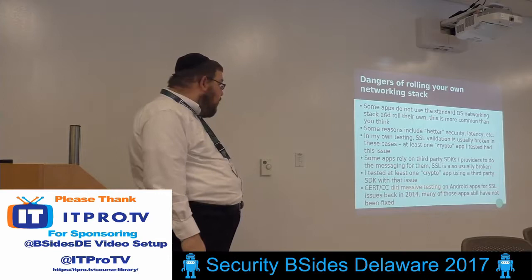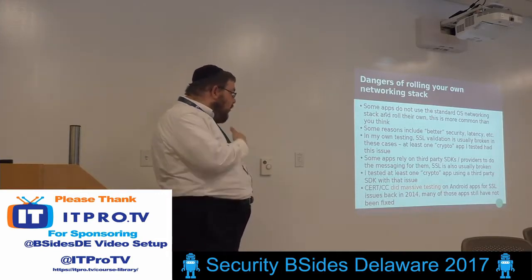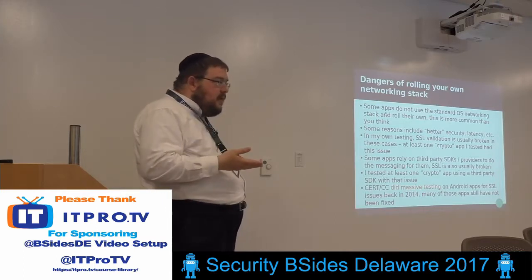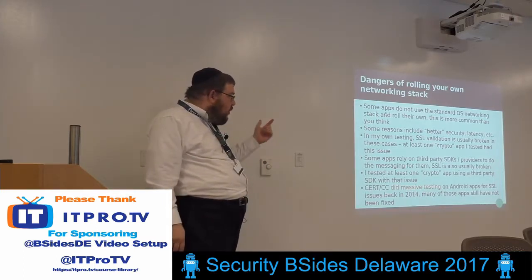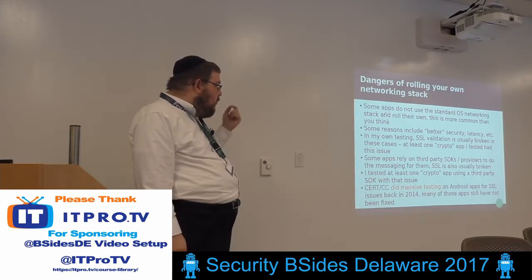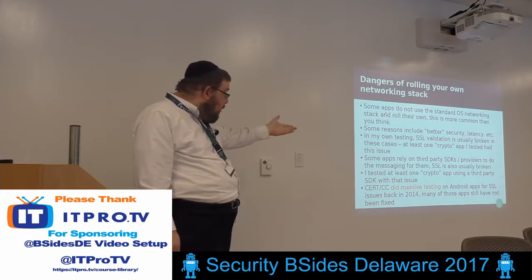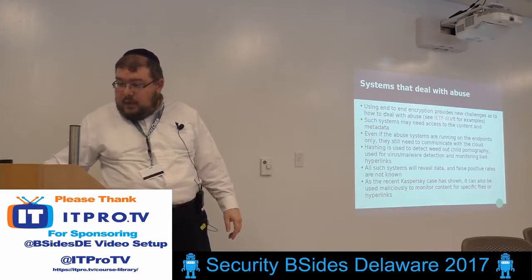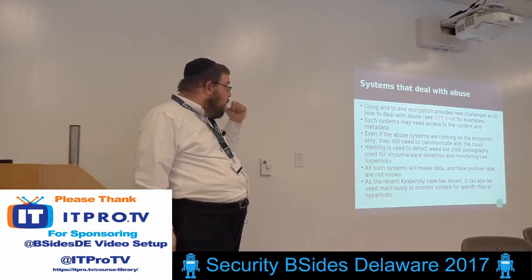CERT/CC did some interesting work in 2014. They have software that mass-tested about a million apps and found a whole bunch of them vulnerable. Guess what? Nothing was done. Usually I find the reason for that is they think they can do it better themselves, or they need latency or whatever. Some of them use third-party code as the case may be. Very, very common. I mentioned the example from WhatsApp.